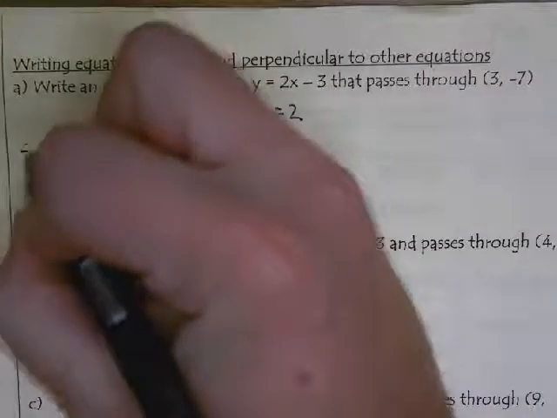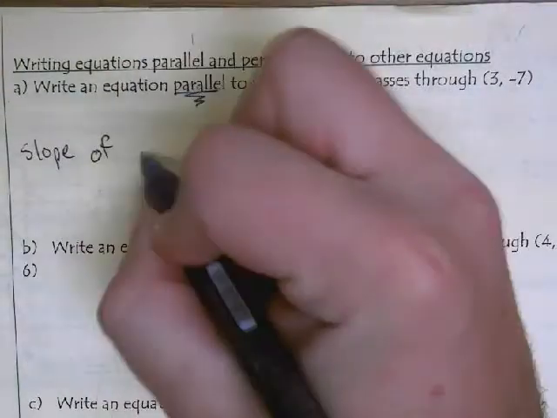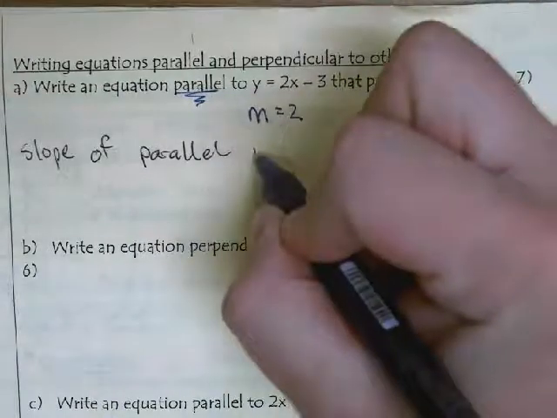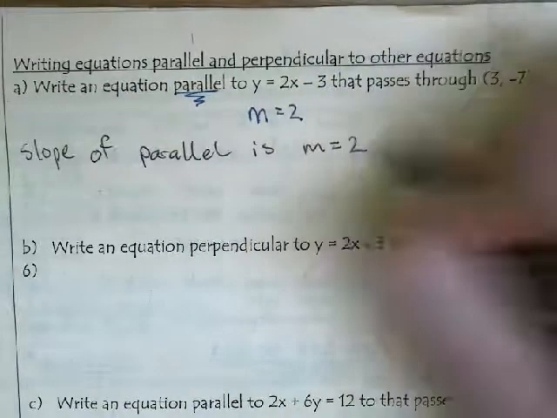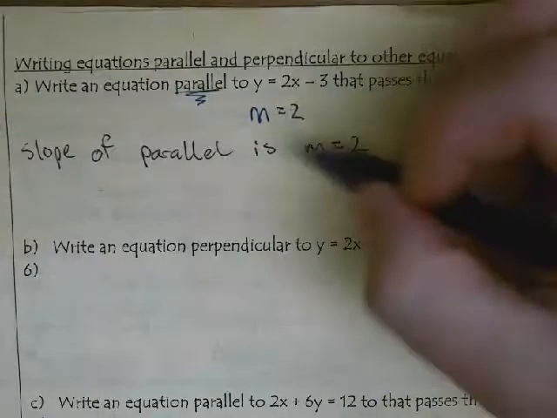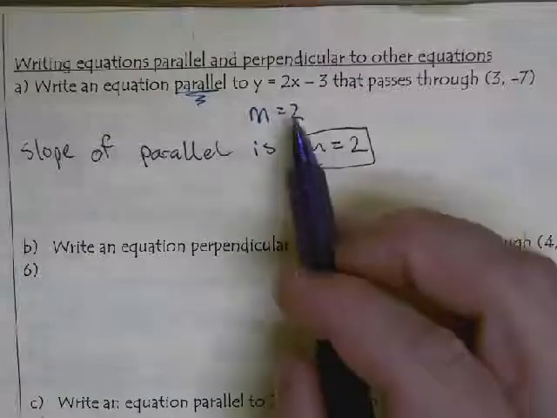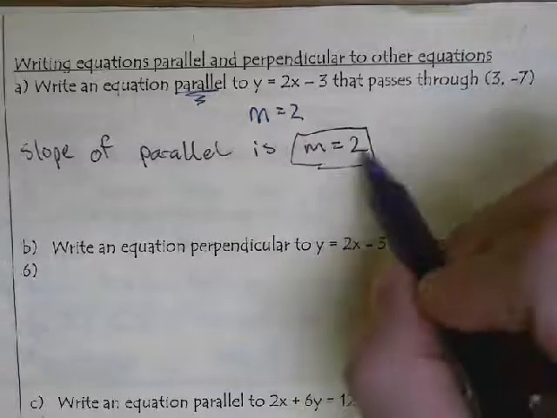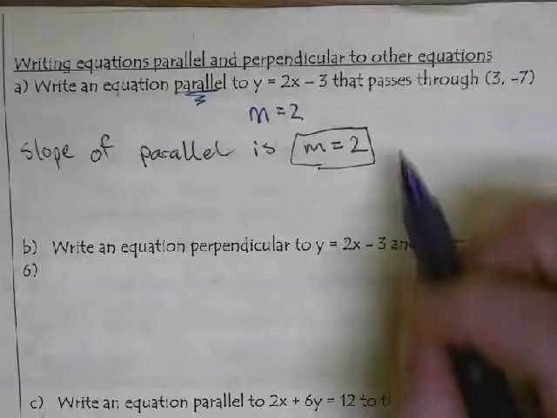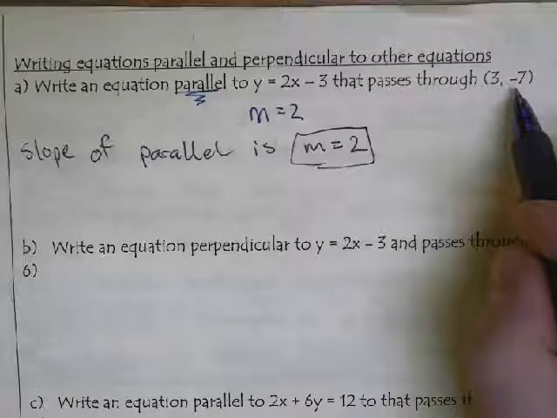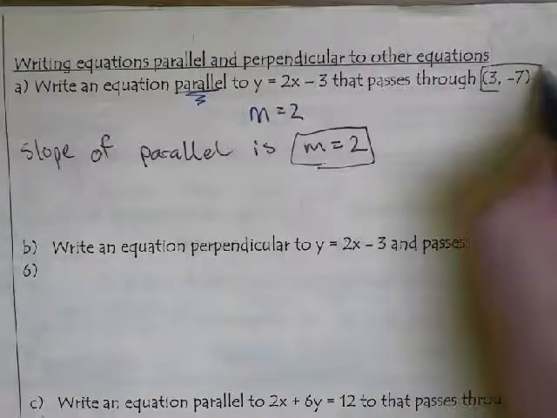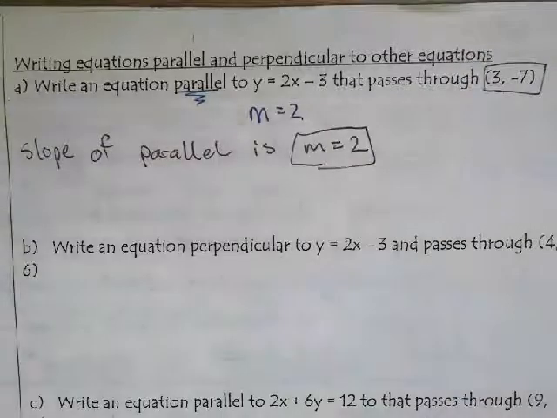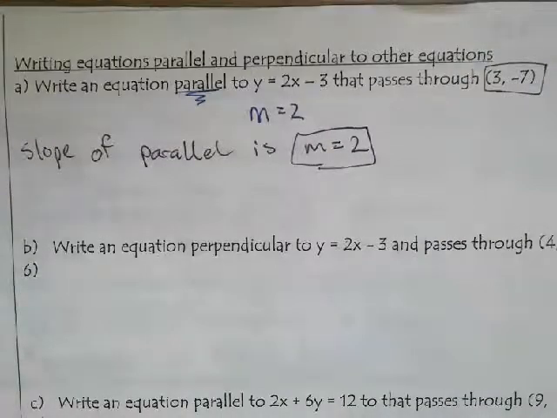Well, slope of a parallel line is going to be the same. So it'll be m equals 2. Okay, so we found the slope we'll use based on our given slope. And now we need to create an equation of a line that has this slope and (3, -7). So we're going to use this point and this slope. Well, let's see. What equation needs only a slope and only a point?